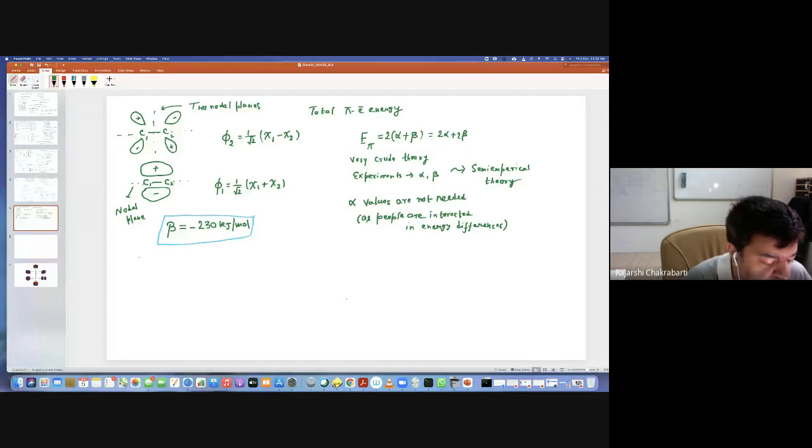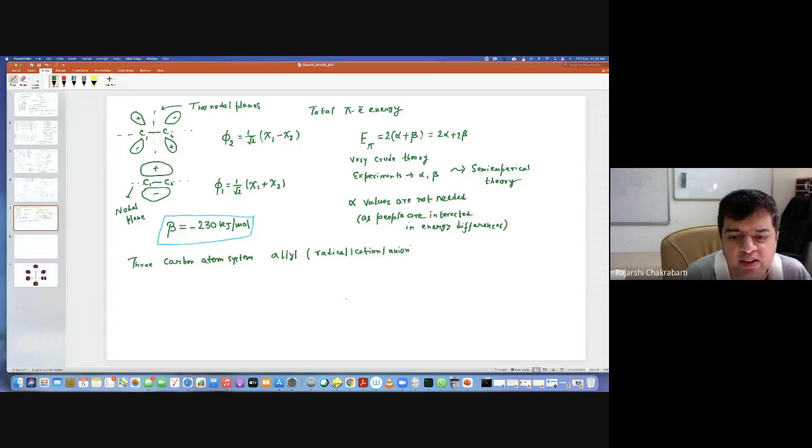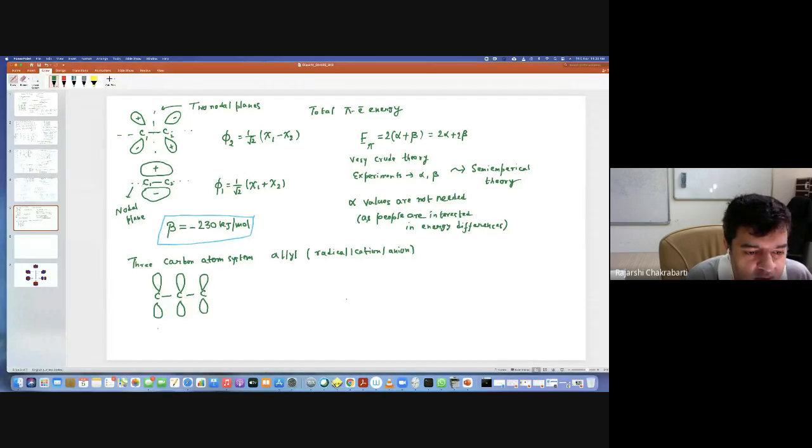Okay, so now we move to the 3 carbon atom system. What is that system? Any idea what is that called? Sir, allylic. Yeah, this is like allyl system, no? It could be a radical, could be a cation, could be an anion. Could be anything, but basically what I have here is C, C, C. Chi 1, Chi 2, Chi 3.